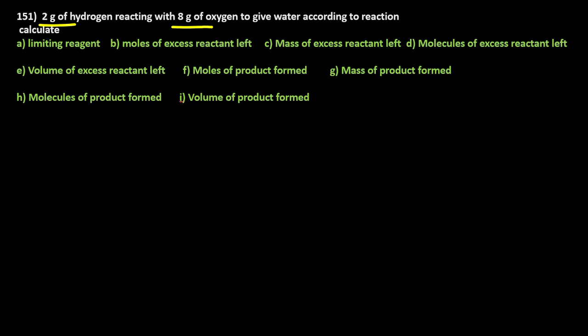In stoichiometric calculation, what will they give? On the reactant side they will give one value, and on the product side you have to calculate. So now, based on this question, you have to follow the limiting reagent calculation. The first question that they have given: what will be the limiting reagent out of these two?